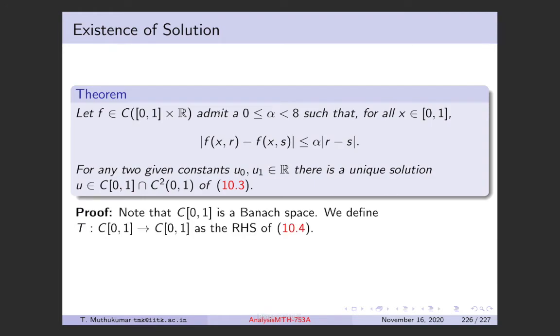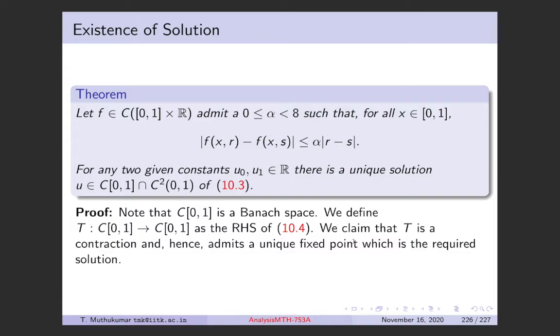So we define T as the RHS of 10.4 here. And we claim now that this T is a contraction, to use the fixed point result, and hence if it's a contraction, it will admit a unique fixed point, which is the solution that we require, because 10.4 actually tells you that any fixed point of T is a solution. That's what we proved in the previous lemma.